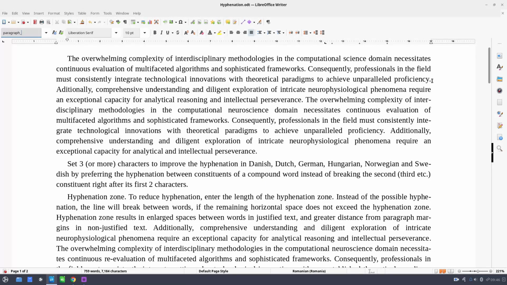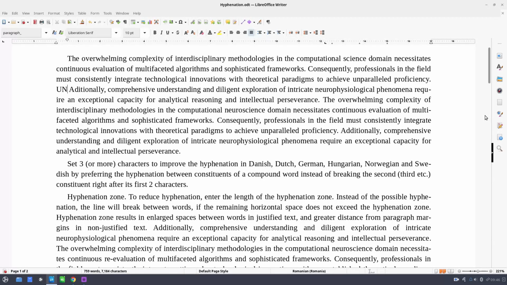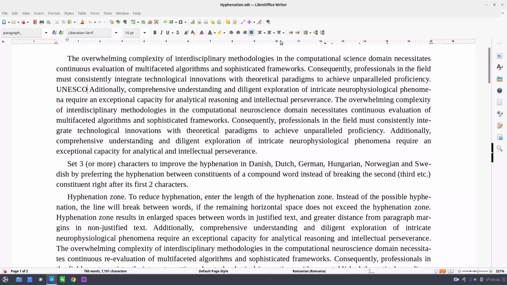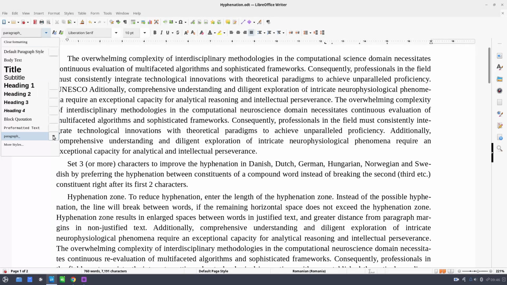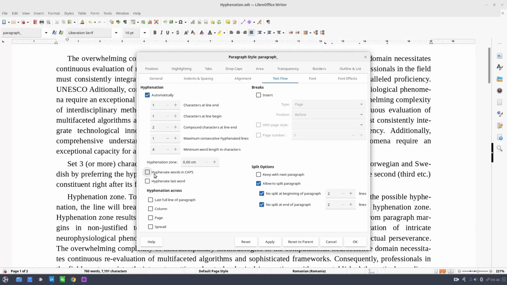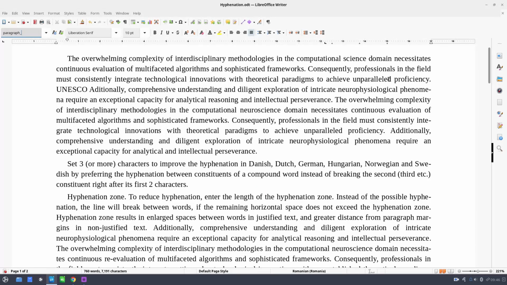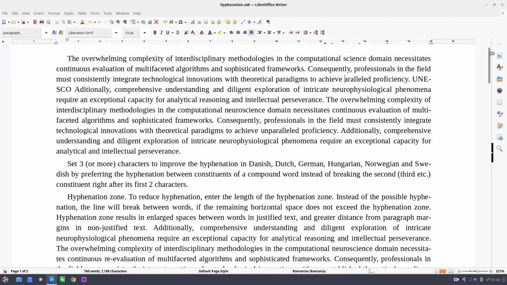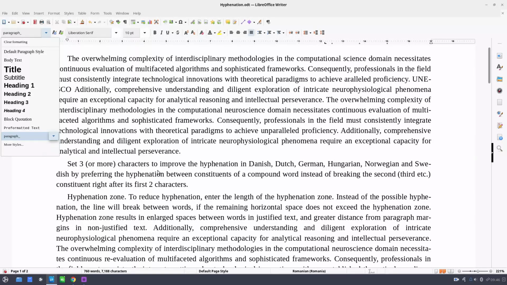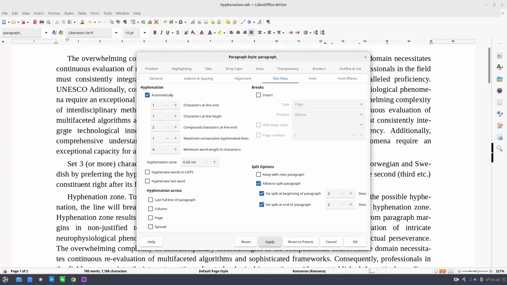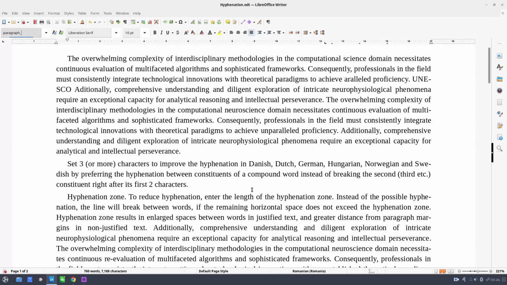Now here, let's suppose I have a shortcut, a name, an abbreviation for something. So let's play again. What option do we have? Do we accept to hyphenate the words in caps lock? If yes, let's remove something. You can see now UNESCO is hyphenated. If I disable that, these spaces are increased and UNESCO moves to the next line. Okay, let's undo.